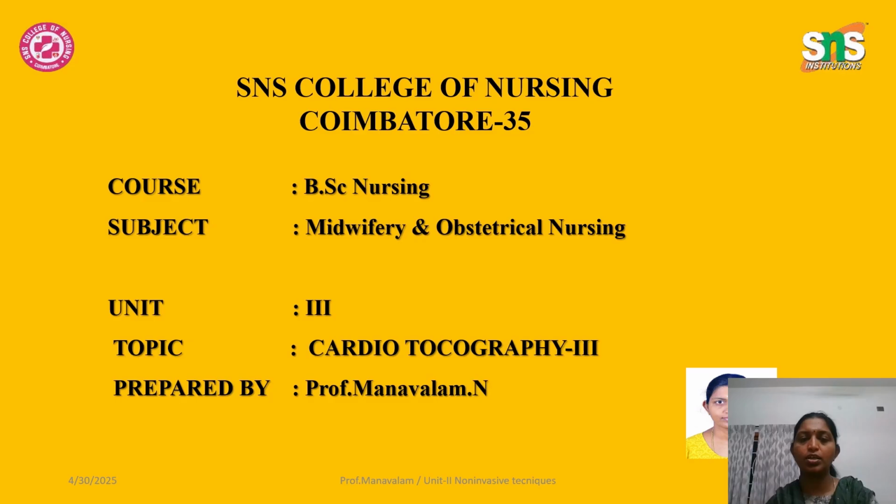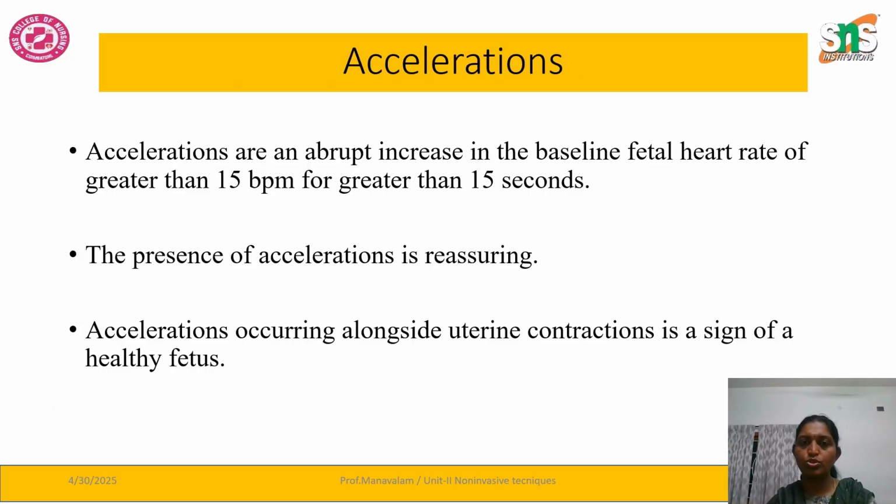Now we are going to see about cardiotocography part 3. It is a continuation of part 2. In this part 3, we are going to discuss in detail the variation in the fetal heart rate, that is baseline heart rate, acceleration, deceleration and variable deceleration. There are different types of deceleration, and as a whole, how we have to interpret the CTG readings. Everything we are going to see in detail in this video. Let us move on to the video.